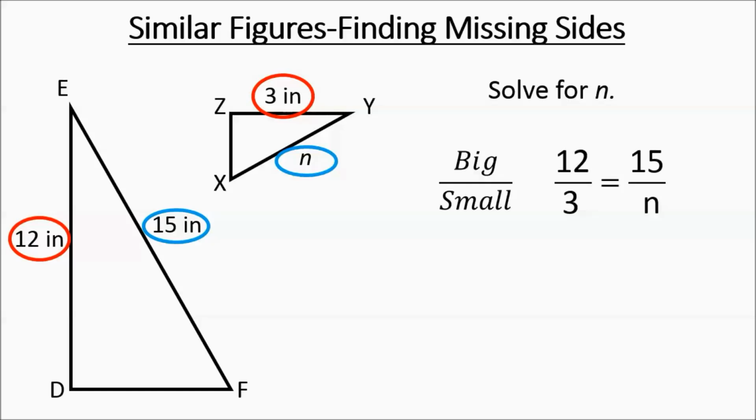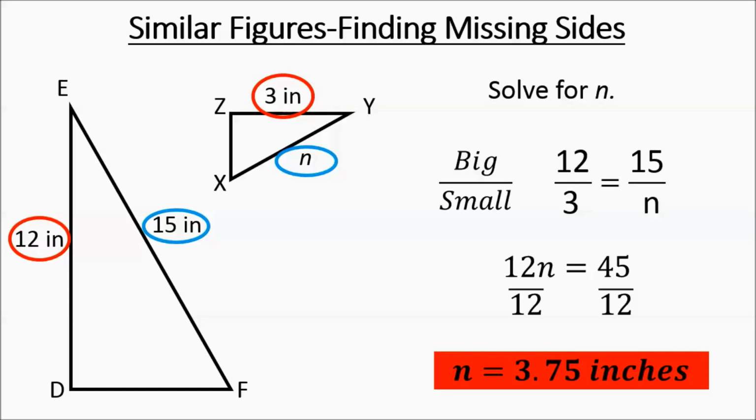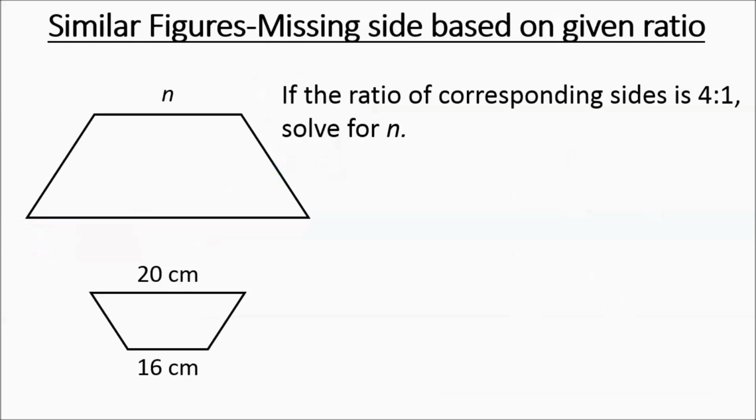I'm going to go ahead and show the cross product rule here, where you have 12n equaling 15 times 3, which is 45. You divide out the 12, and you end up getting 3.75 inches. So n is 3.75. You're not always going to get whole numbers for these, so sometimes you'll get these decimals, or you could have left it as 3 3/4. Just be aware they're not always going to work out to nice whole numbers.